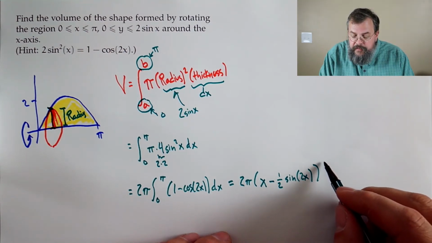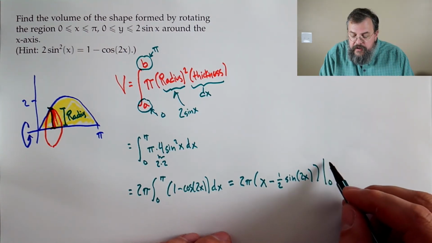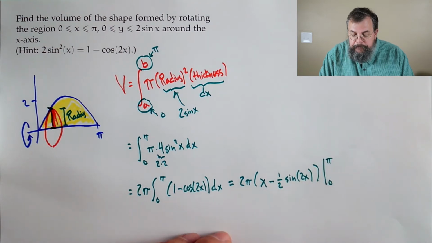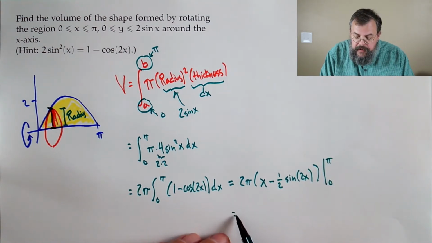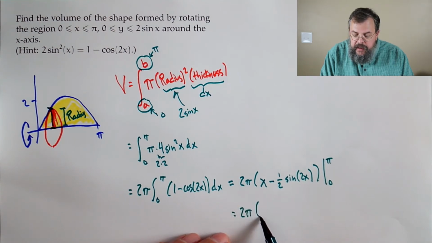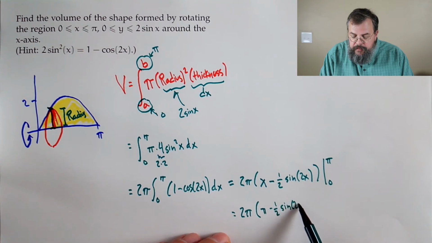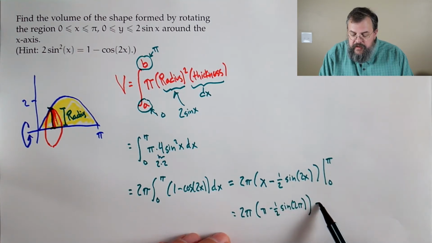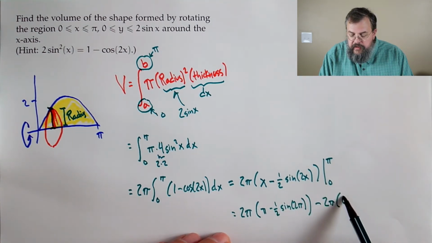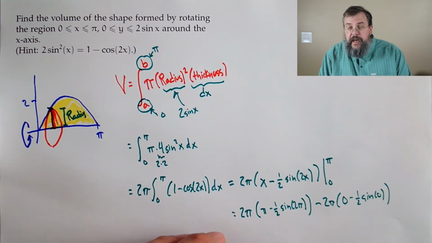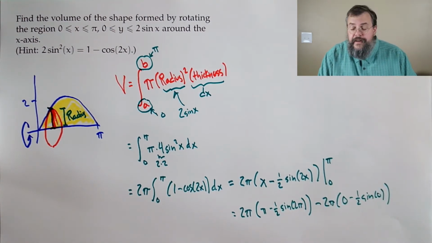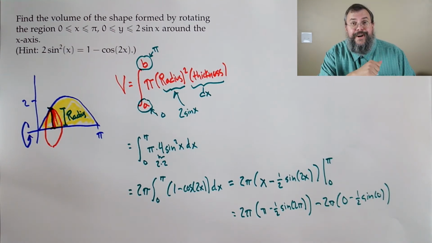Well, almost done, but we still have to evaluate 0 up to pi. Okay, so we plug in pi. So what do we have? We have 2 pi, then pi minus 1/2 sine of 2 pi. Plug in 0, 2 pi, 0 minus 1/2 sine of 0. I oftentimes don't write everything out, but you can. And whatever you do that helps you not make a mistake, do it.